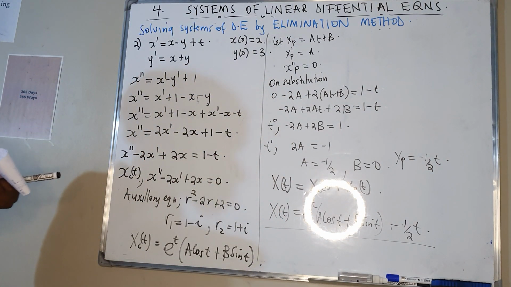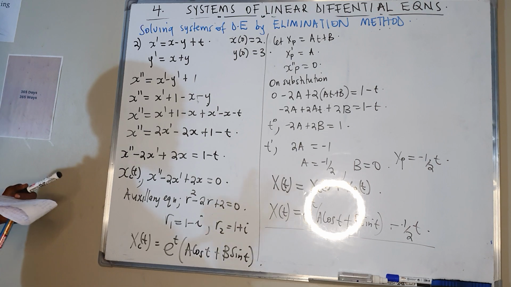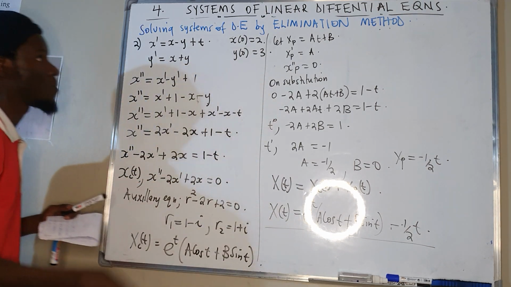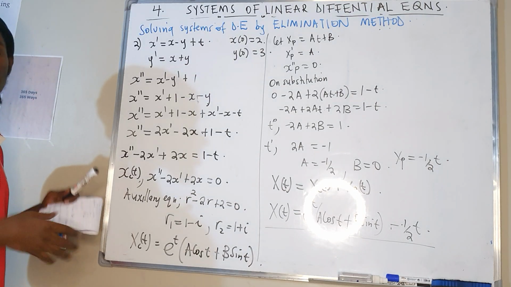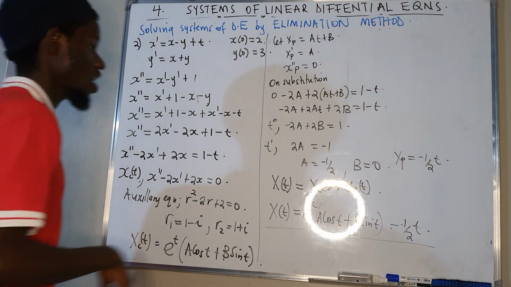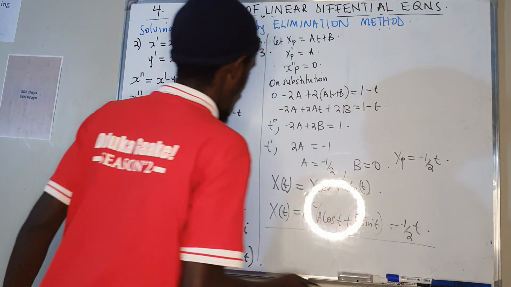That is the second step we are doing. Now the third step is differentiating this one. If I'm able to differentiate this x at t, then I make y the subject, and I will be able to find my y at t. Let us go ahead and see how we find our y at t.